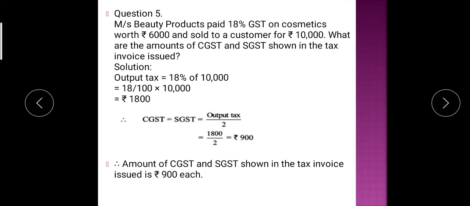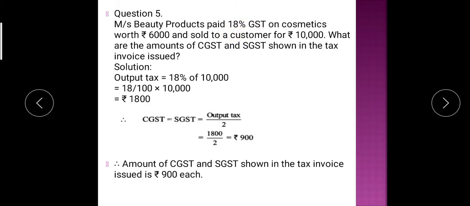Now question number 5. MS Beauty Product paid 18% GST on cosmetics worth rupees 6,000 and sold to a customer for rupees 10,000. What are the amounts of CGST and SGST? Now input tax: the beauty product was purchased at 6,000. So your input tax is on 6,000 and your output tax is on 10,000 because it is sold to the customer at 10,000. And what is the rate of GST?